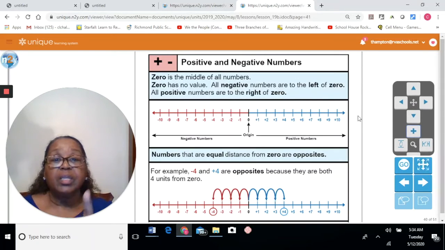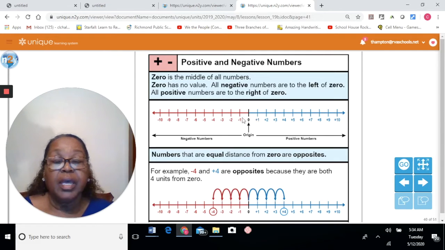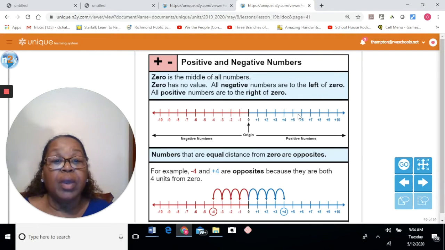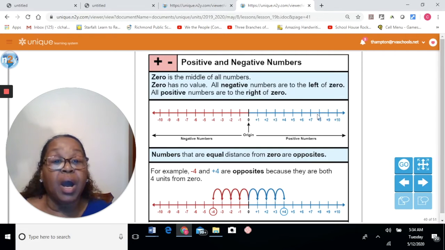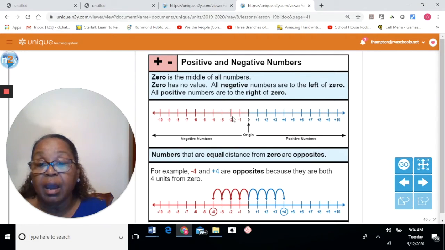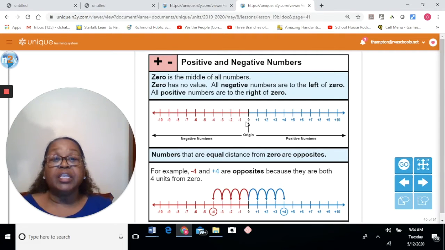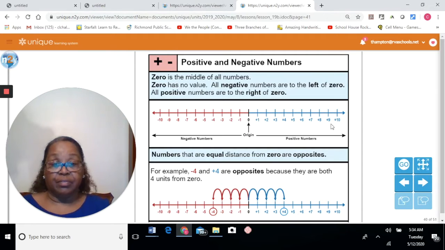First of all, we have our number line. If you notice, this number line is a little bit different. It's divided into 2 parts. You have a blue side and a red side. On the blue side are your positive numbers, and on the red side are your negative numbers. What separates them is the number 0. 0 is the middle of all numbers. 0 has no value. All negative numbers are to the left of the 0, and all positive numbers are to the right of the 0.